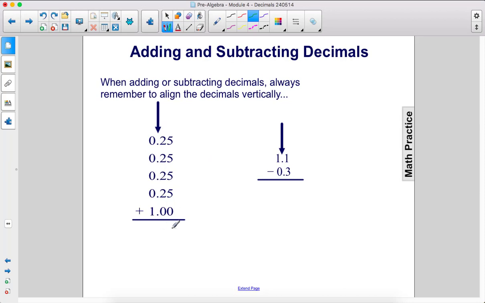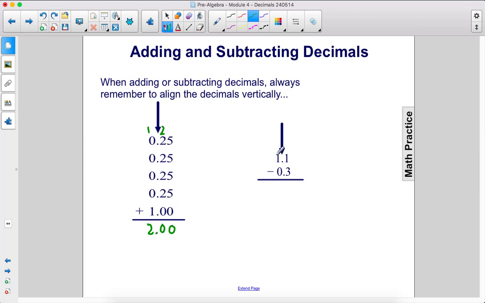So let's go ahead and add these numbers. 5 plus 5 plus 5 plus 5 is 20. So I put a 0 here, carry the 2. 2, 4, 6, 8, 10. Put the 0, carry the 1. 1 plus 1 is 2. Then we drop the decimal down. So the answer to this addition problem is 2.